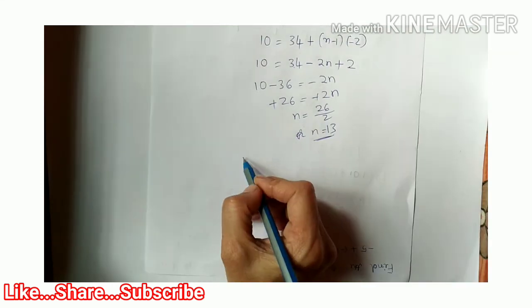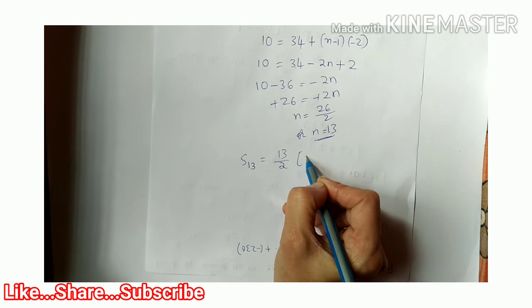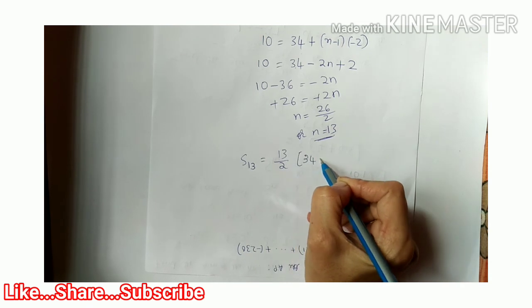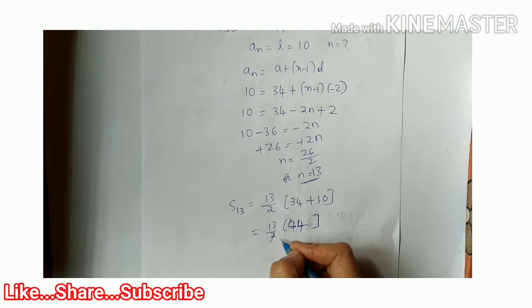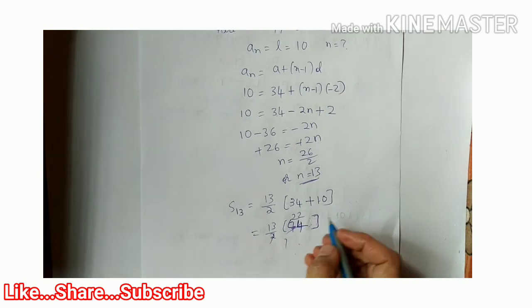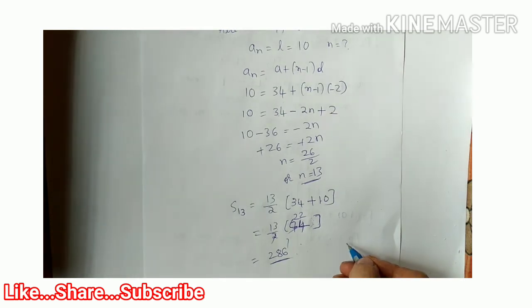Let us find S13. S13 = 13/2 (first term 34 + last term 10). 34 + 10 is 44, half of 44 is 22, and 13 into 22 is 286. Therefore S13 is 286.